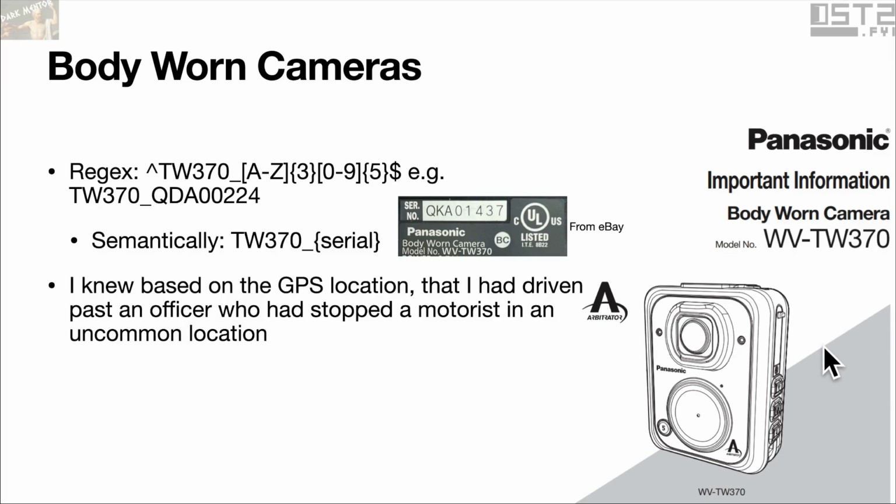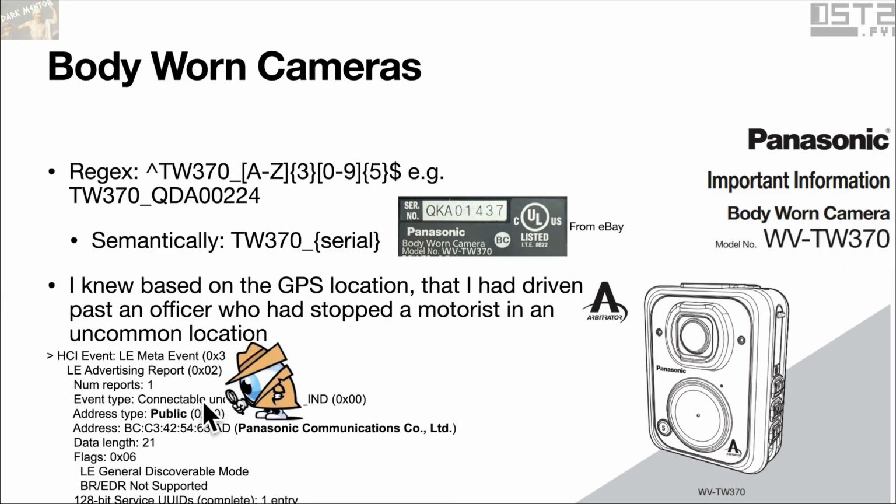So I Googled this, but I had a pretty good intuition that this was probably going to be some sort of police device, because I knew from my GPS that it was at a location. I had driven past that location the same day, and there was a police officer who had stopped someone at a very uncommon location, not somewhere that's even really safe for someone to stop normally. So I knew exactly what was there at that location. It had to be something to do with police, and then Googling around, I found that it's a body cam.